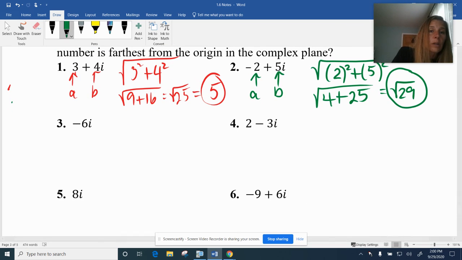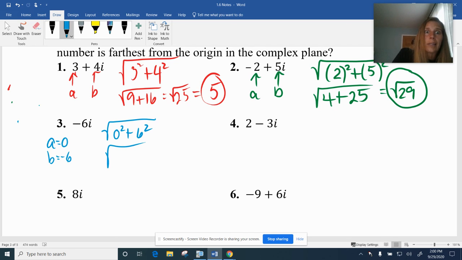Okay, now the next one, don't let it trip you up. The A here would be 0 and the B would be that 6 or that negative 6. So when you go ahead and put those in, you got 0 squared plus 6 squared. Obviously, you don't really need the 0, right? So if it's not there, you don't even need to put it. This just equals the square root of 36, which of course is just 6.